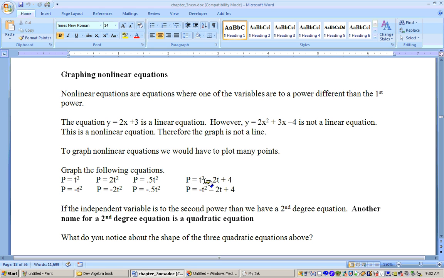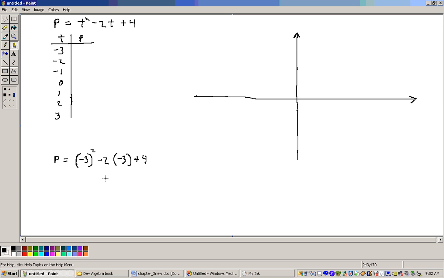Okay, let's go ahead and graph this one right here. P equals t squared minus 2t plus 4. And so I have that equation here, and I'm going to substitute some values in for t. These may not be the best values to substitute in to graph it. Right off the bat, I know it's going to be a parabola because the t is squared. And also, since the leading coefficient, the number in front of the t squared, is a positive, it's actually a positive 1, I know it's going to be opening up.